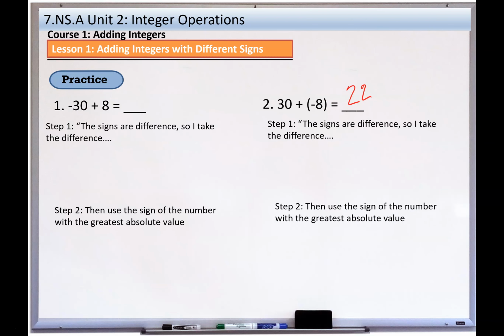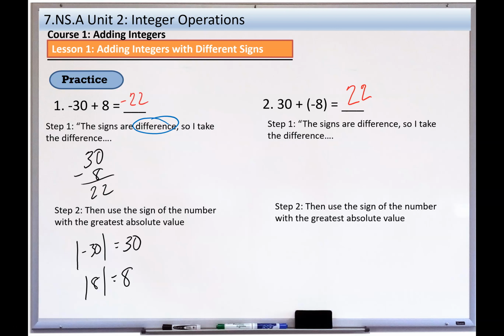So the first example is negative 30 plus 8. All right, our signs are different, so we subtract, take the difference. The absolute value of negative 30 is greater than the absolute value of 8. So we're going to use the sign of the negative 30, which is negative. So our answer must be negative 22.